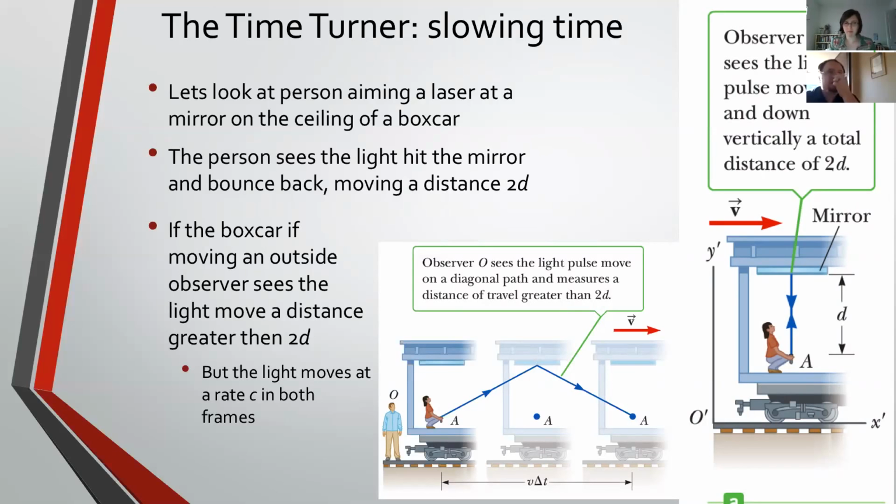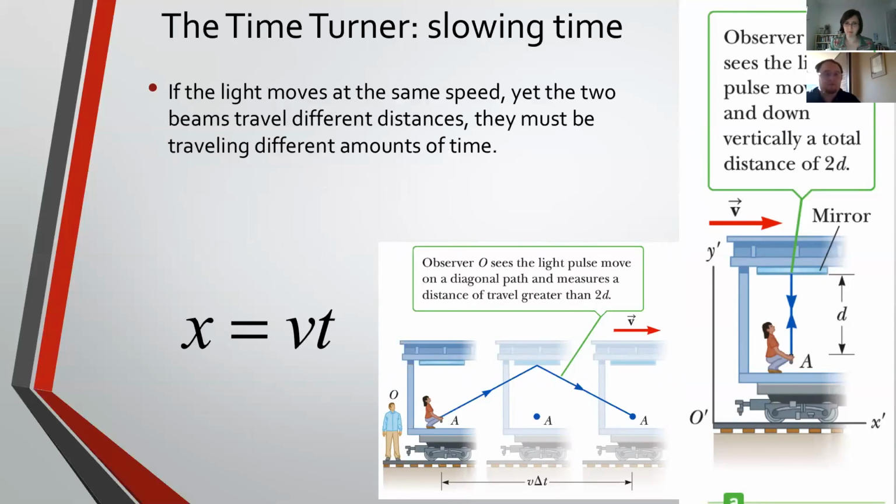Both people see light moving at the same speed. They both think light moves at 3 times 10 to the 8th meters per second. So we have 2 people who see light travel 2 different distances, but both with the same speed. Now, since distance is speed times time, if it's traveling at the same speed but a different distance, it must be traveling for a different amount of time. So the time it takes the light to go up and down is different for the 2 people.